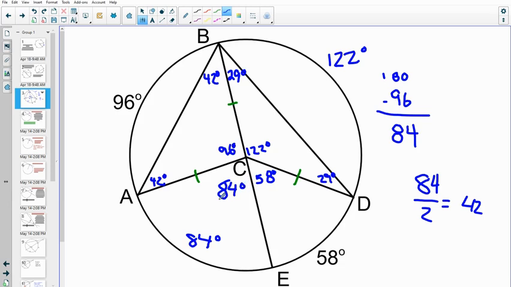Either one that you found would be able to find the other one because that is a central angle. And I think I'm looking at everything. I think we found all of the missing angles and arcs. So a lot of different ideas at play: triangles, isosceles triangles, central angles, inscribed angles, all kinds of good stuff there.